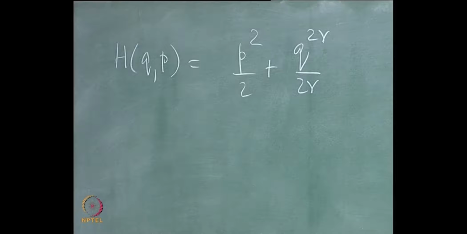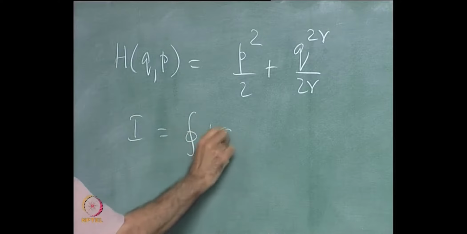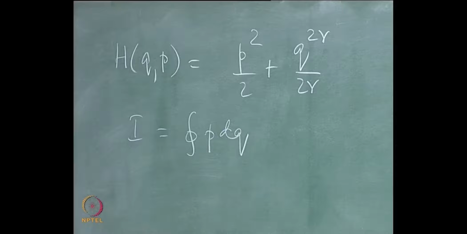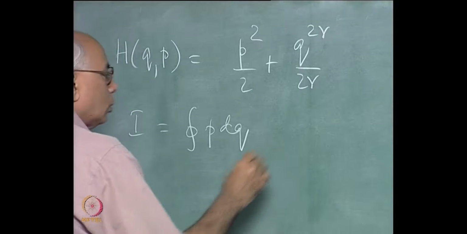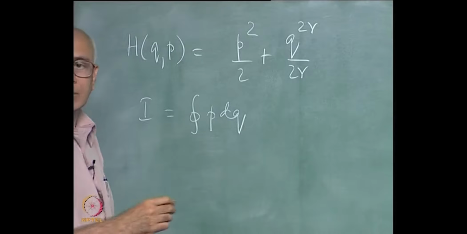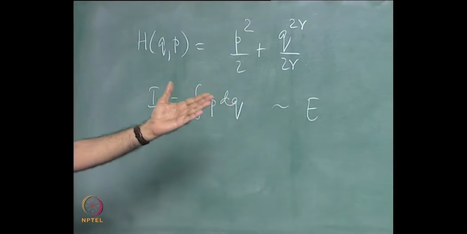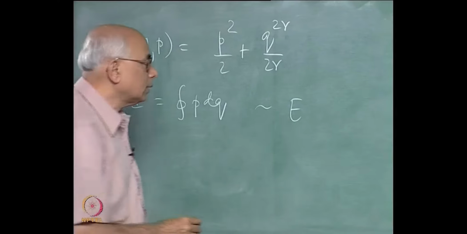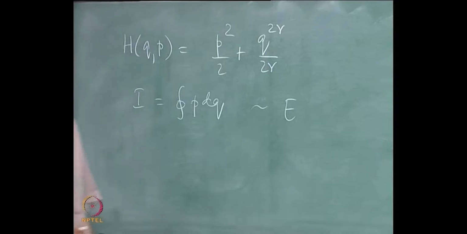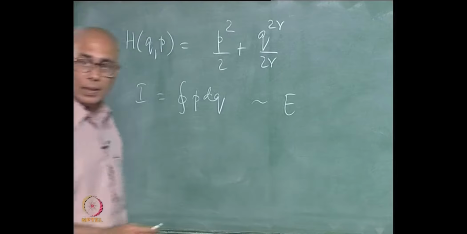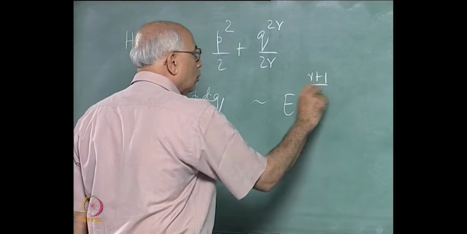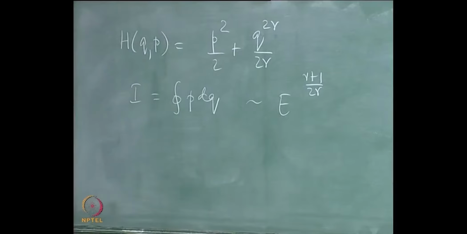We had computed what the action was for motion in this potential, and we discovered that the action, which was an integral over p dq for bounded motion, oscillatory motion in this potential, was proportional to a certain power of the energy of the oscillator itself, which is E to the power r plus 1 over 2r. This is the result we obtained.